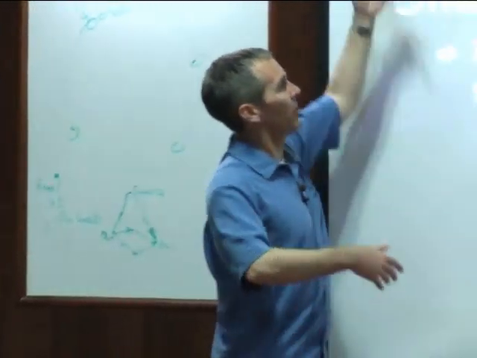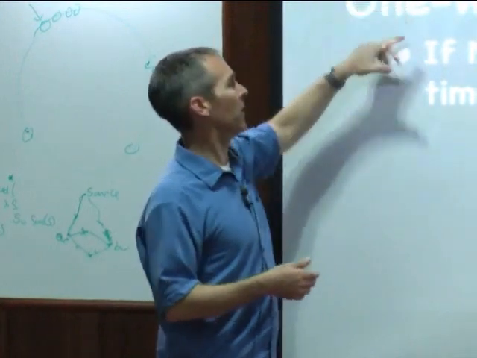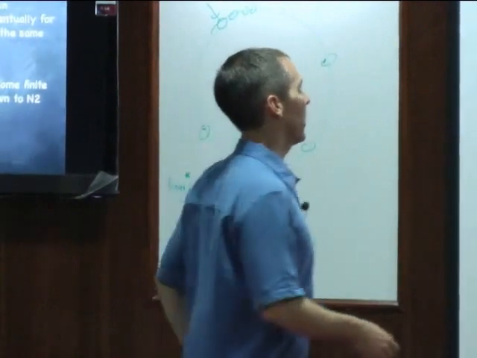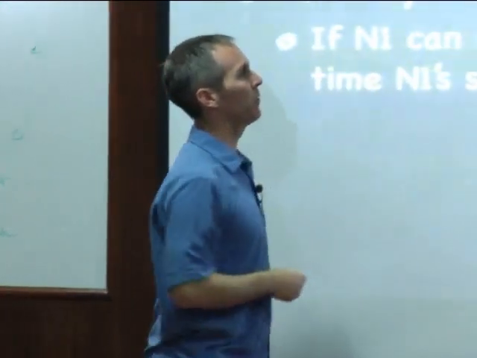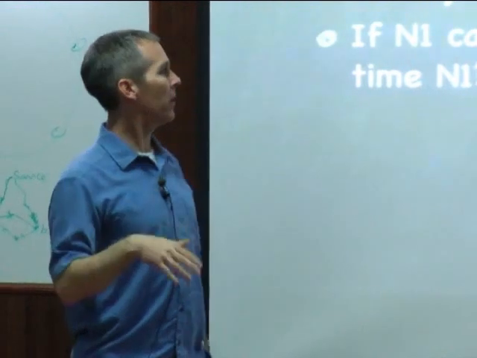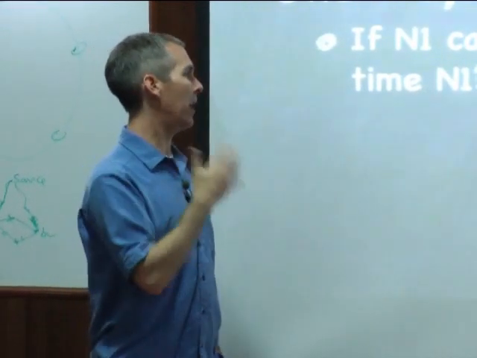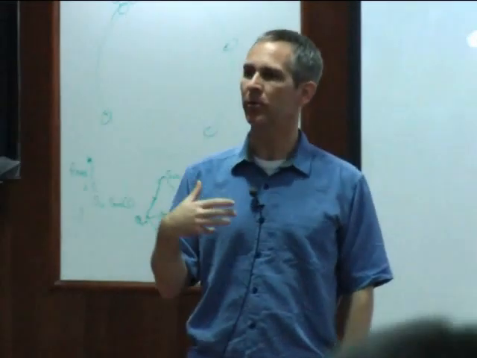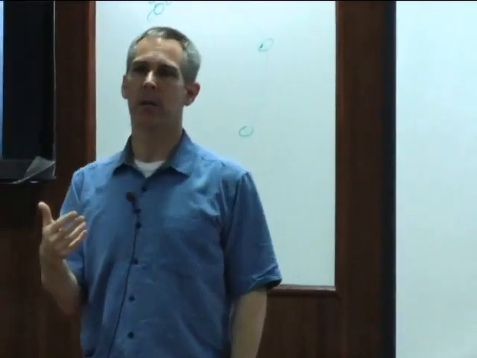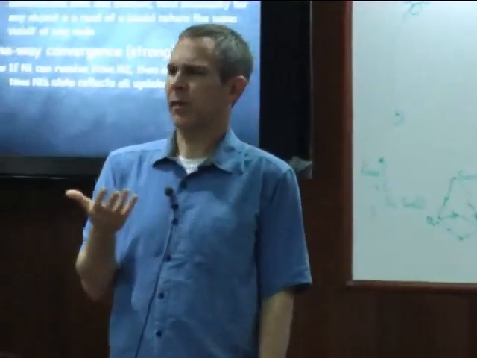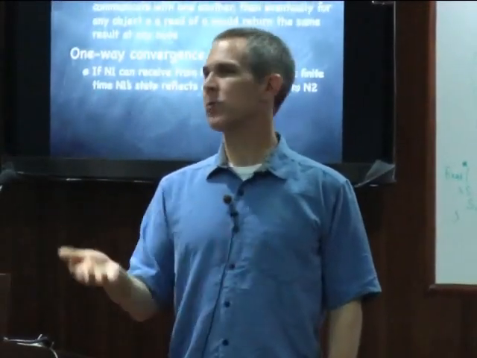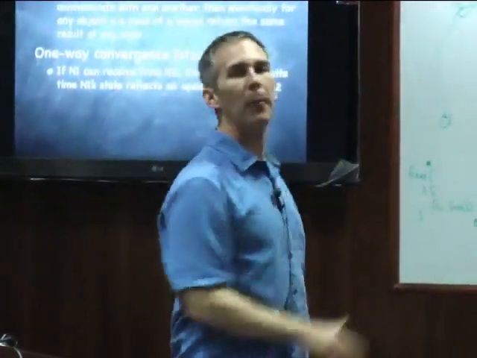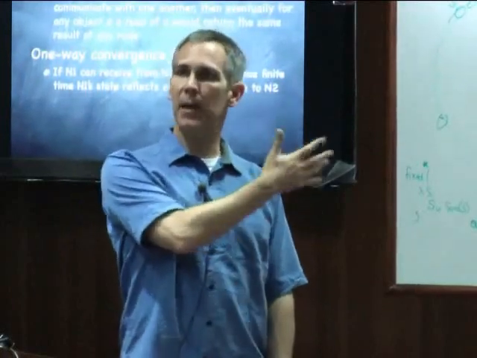At the opposite extreme, and there are gradients between these things, we can talk about one-way convergence. This is a very strong property. What it says is that if node N1 can receive from node N2, then after some finite amount of time, N1's state should reflect all the updates that N2 knows about. Or if I can receive from you, eventually I ought to know what you know. And this is a kind of sensible property. Bayou kind of works like this, where I'll ship you some updates, and they'll reflect your state. So this is a property that kind of is, oh yeah, if a system gave me that, I'd be happy.